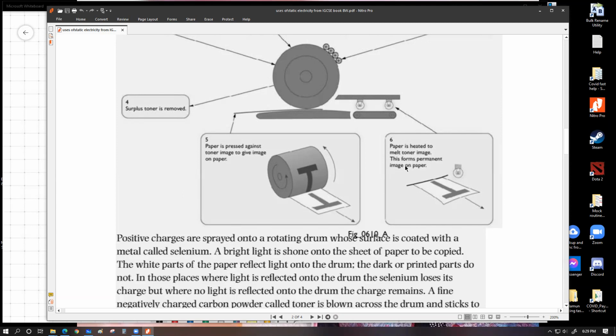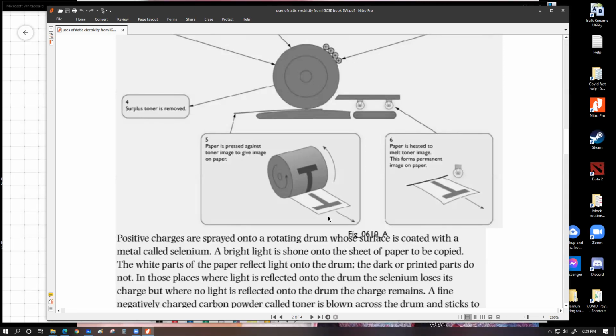This forms a permanent image on paper. You have to understand that up to point number 5, we have dropped toner inks, which are powdered inks, onto the piece of paper. We have just dropped them, but practically they are not stuck there. If you blow on them pretty hard or rub them with your finger, the paper is going to lose its characteristics. The paints are going to be removed. We don't want that to happen.